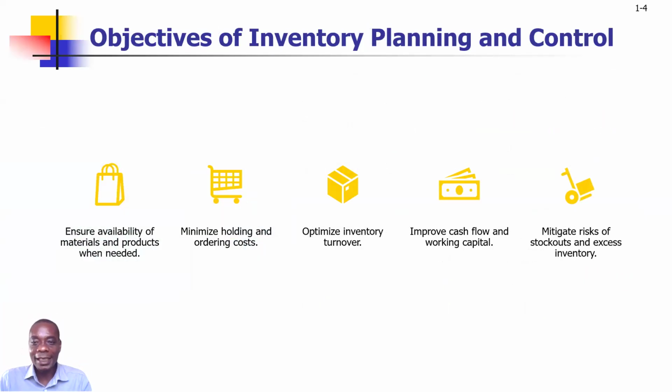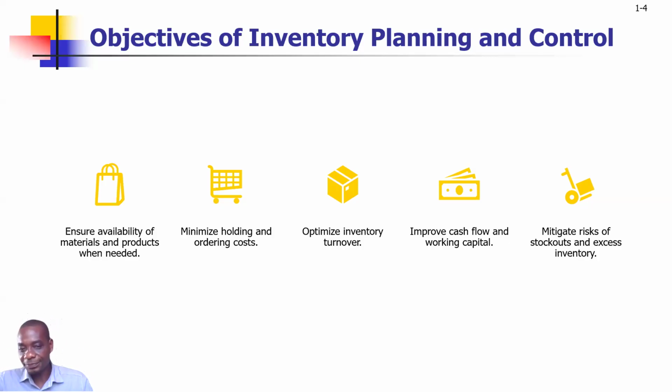Why do we really need to plan and control inventory? Because we need to make sure materials and products are available whenever we need them for production or for sales. So we must make sure it's always there. And also we want to minimize our holding and ordering costs. What is a holding cost? We'll discuss all these things in detail later in this lecture, but I'll just explain a bit.